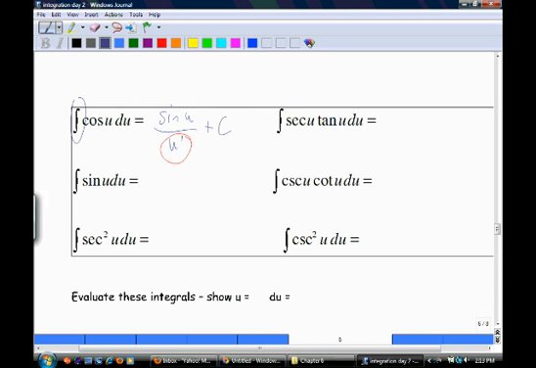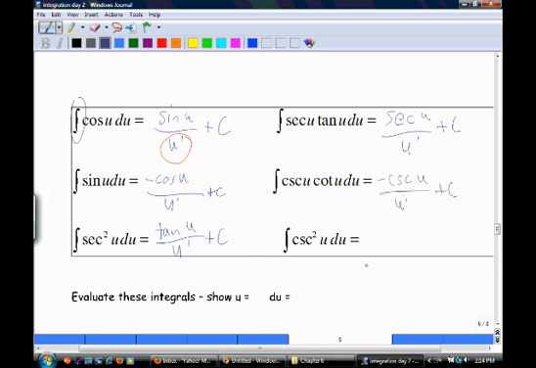Negative cos u all over u prime plus c. Tan u all over u prime plus c. So each time I'm dividing by u prime instead of multiplying by it. This is going to be equal to secant u all over u prime plus c. Negative cosecant u all over u prime plus c, and the integral of cosecant squared is negative cot u all over u prime plus c.